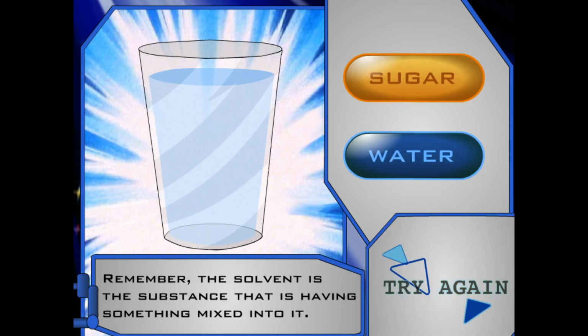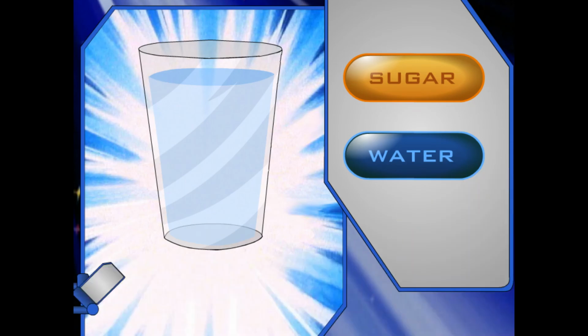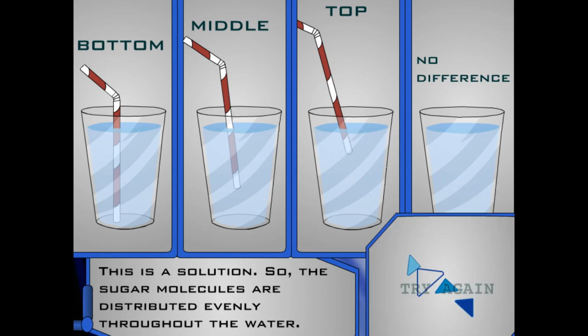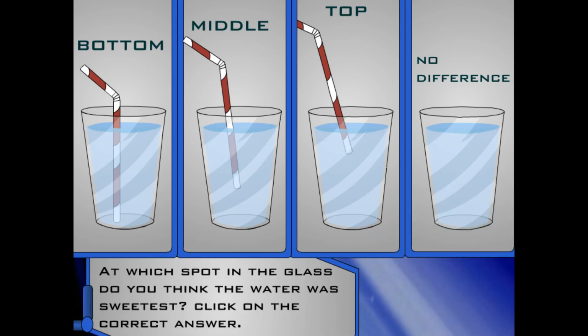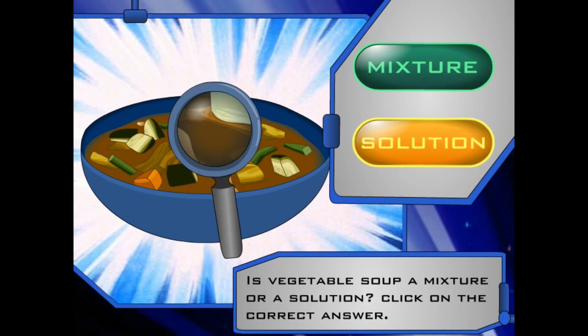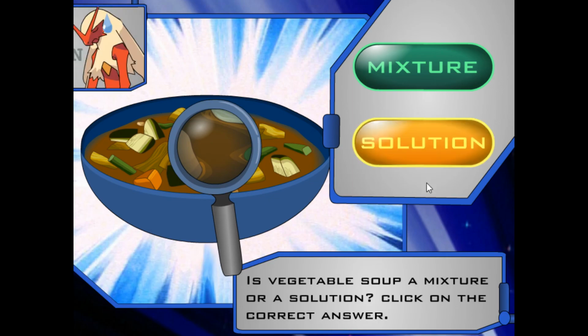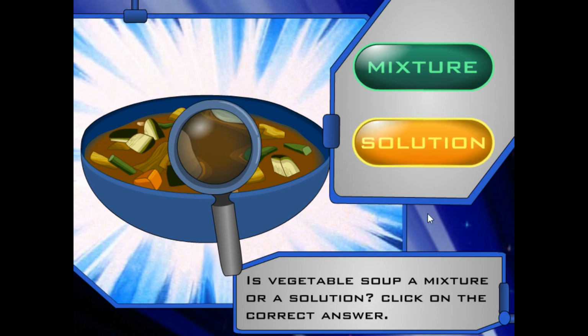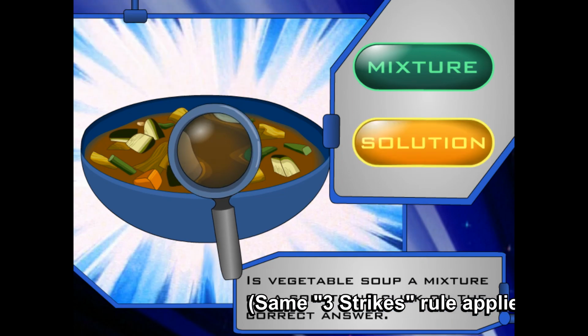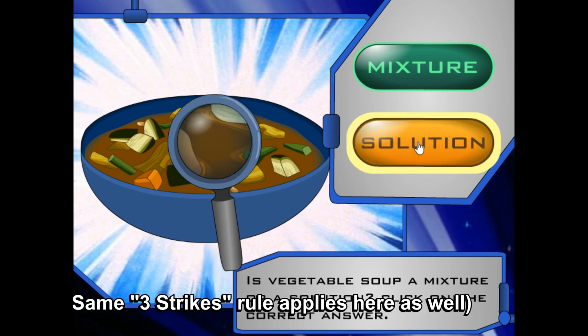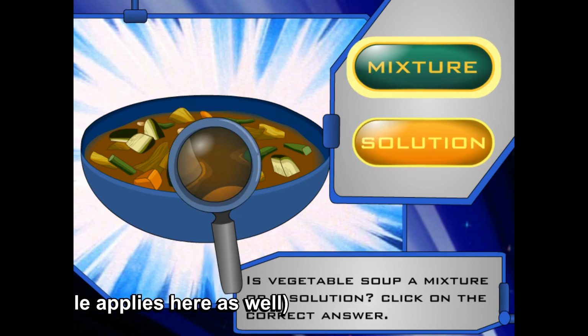Remember, the solvent is the substance that is having something mixed into it. Try again. Think about it. This is a solution, so the sugar molecules are distributed evenly throughout the water. Try again. Here's what we're looking for.